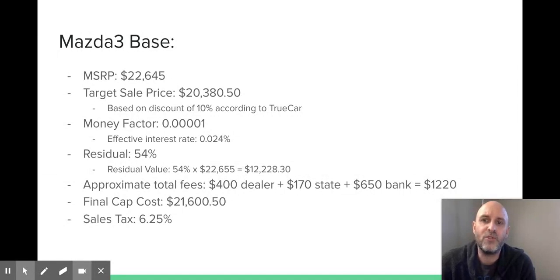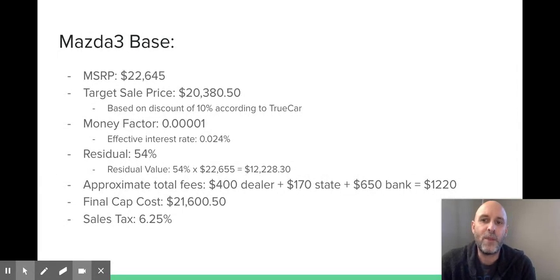You'll see a higher residual value on cars like Hondas with a higher resale value. I'm saying residual value is basically resale value. So you'll see Hondas at 60, 62%. You'll see Toyotas at 70, Tacomas, 4Runners. These cars get into the 70s and 80%. That's on the extreme high end, but a good strong residual is right around 60%. 50% is pretty bad. 54 is right in the middle.